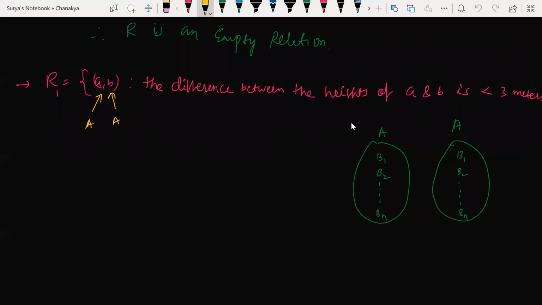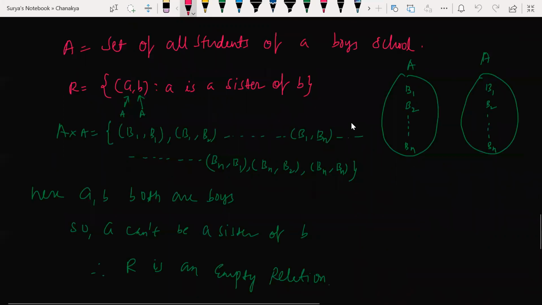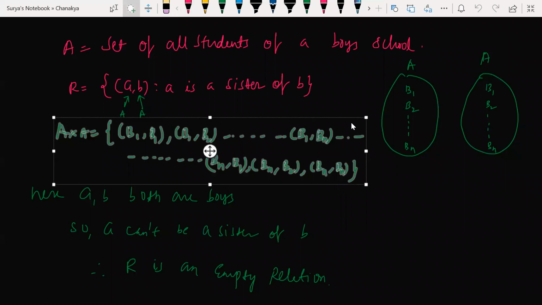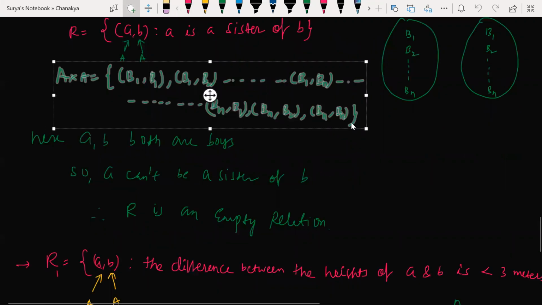Sir, but in the relation they didn't give whether it is less than 3 meters or not. This statement is not given. No, the statement is given. The statement given to you here is the difference between A and B is less than 3 meters. I'll tell you now. A cross A, what is A cross A? Look at this. A cross A was this one.